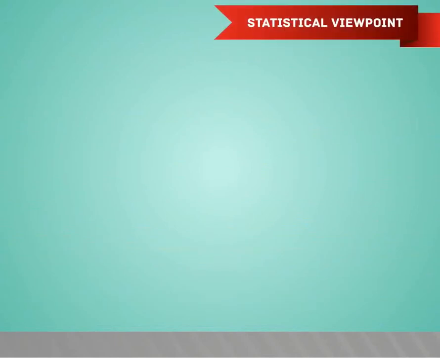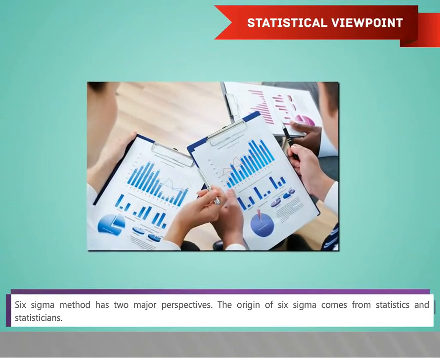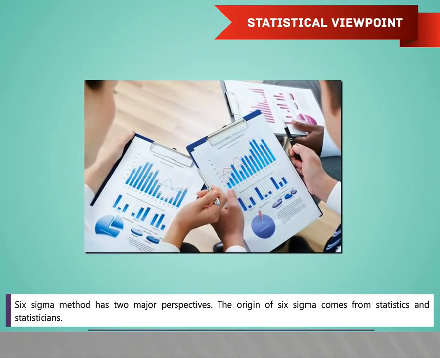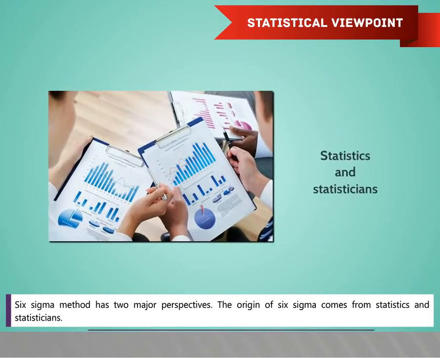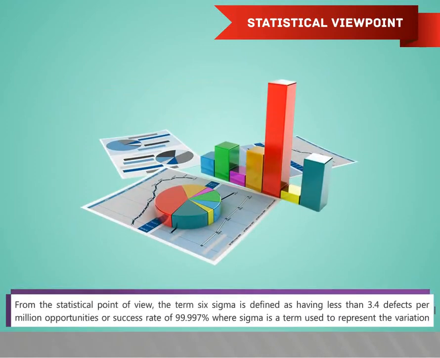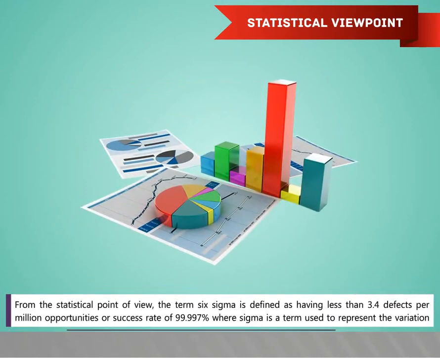Statistical viewpoint. Six Sigma method has two major perspectives. The origin of Six Sigma comes from statistics and statisticians. From the statistical point of view, the term Six Sigma is defined as having less than 3.4 defects per million opportunities, or success rate of 99.997%, where sigma is a term used to represent the variation about the process average.